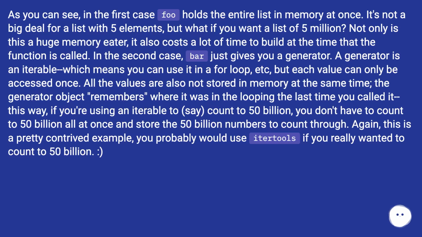A generator is an iterable, which means you can use it in a for loop, etc., but each value can only be accessed once. All the values are also not stored in memory at the same time. The generator object remembers where it was in the looping the last time you called it. If you're using an iterable to, say, count to 50 billion, you don't have to count to 50 billion all at once and store the 50 billion numbers to count through. Again, this is a pretty contrived example. You probably wouldn't use it at all if you really wanted to count to 50 billion. Smiley face.